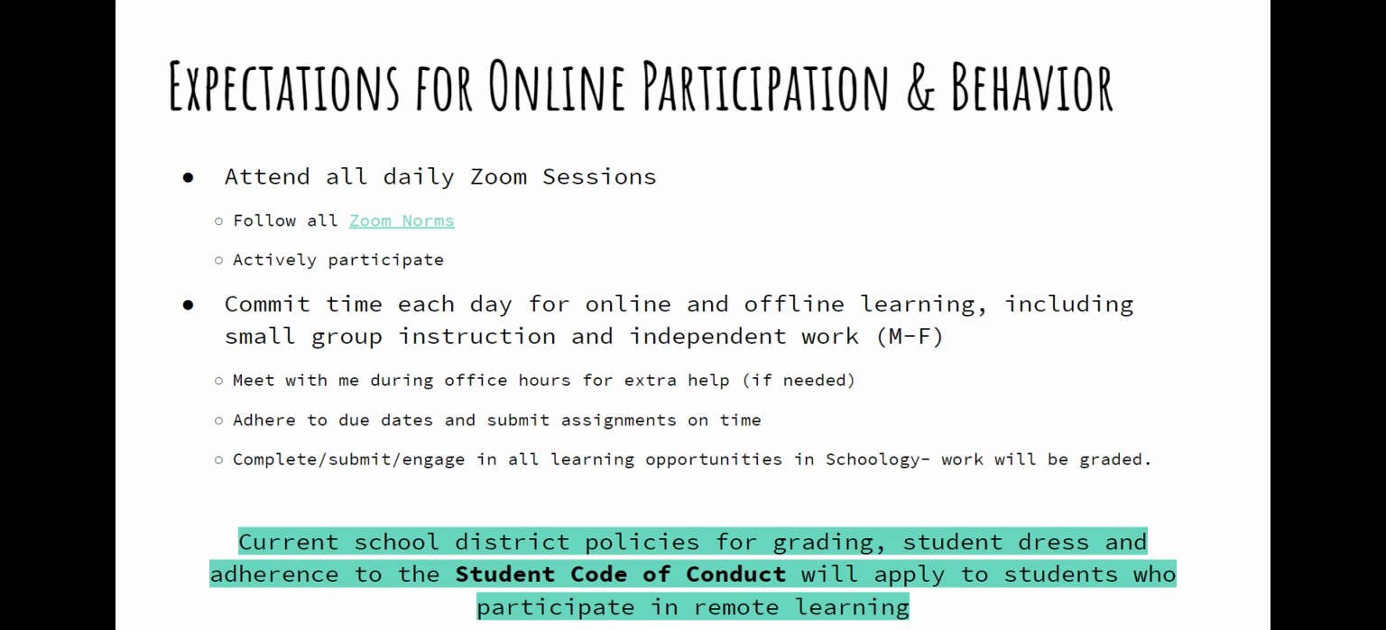Expectations for online participation and behavior. Attend Zoom daily. We're going to talk about some Zoom norms in just a second, and actively participate. That means talking on the mic when we're having a discussion, communicating in chat. It's really important that you engage and that you have conversation and you don't just log into Zoom and go and play on your phone or watch TV or something. Commit time each day for offline and online learning. The school has built time into your schedule in the afternoons to make sure that you have time to complete assignments.